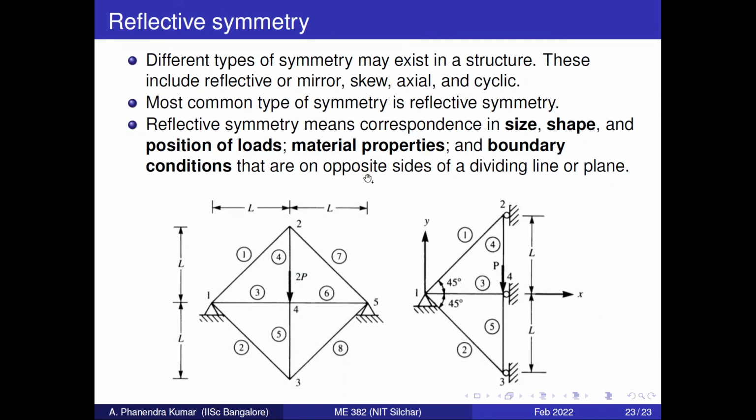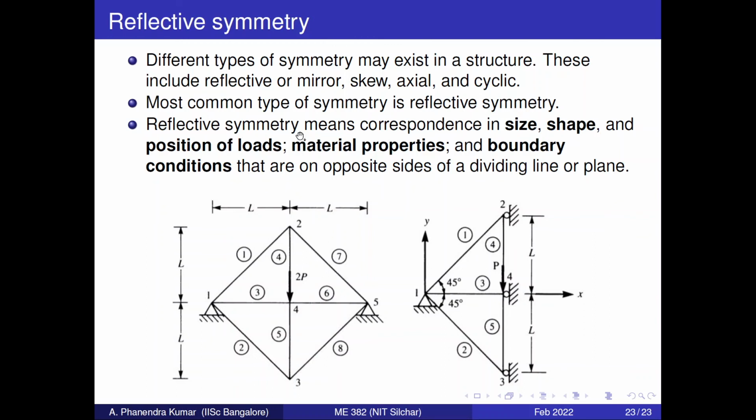The last topic, that is reflective symmetry. When we have some symmetry in the structure, how will we be simplifying the problem which will be given to us? So there are different types of symmetries which may exist in a structure. Like reflective symmetry, which we also call mirror symmetry, skew symmetry, axial symmetry, and cyclic symmetry structures. So in this syllabus we will be covering the reflective symmetry part. The most common type of symmetry is also the reflective symmetry. So what do we mean when we say the structure is having reflective symmetry?